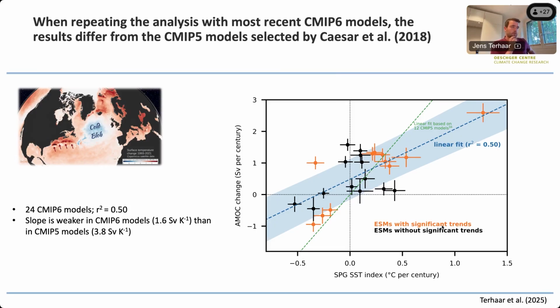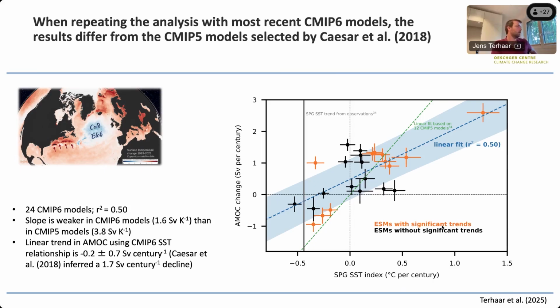Instead of 3.8 Sverdrups drop per Kelvin change, we now get 1.6 from the CMIP6 models. If you then try to deduce the change in the AMOC using the change in SSTs, we get an AMOC change from the CMIP6 models of minus 0.2 plus or minus 0.7 Sverdrups per century, so not significant.